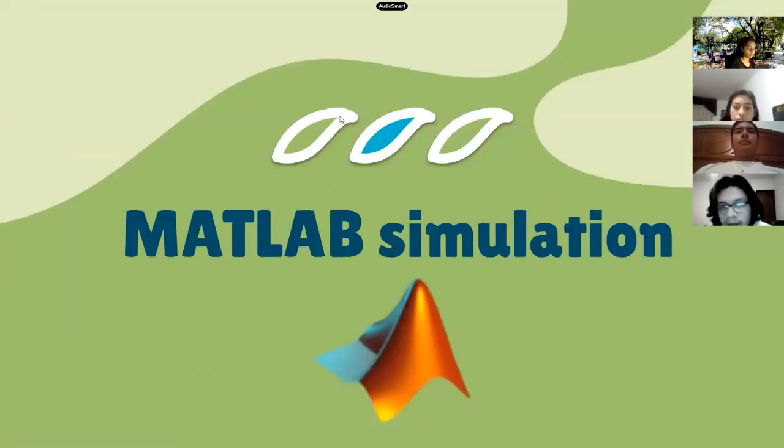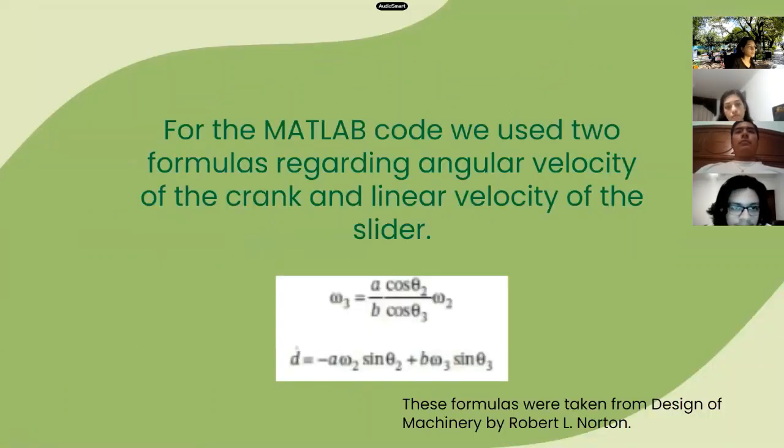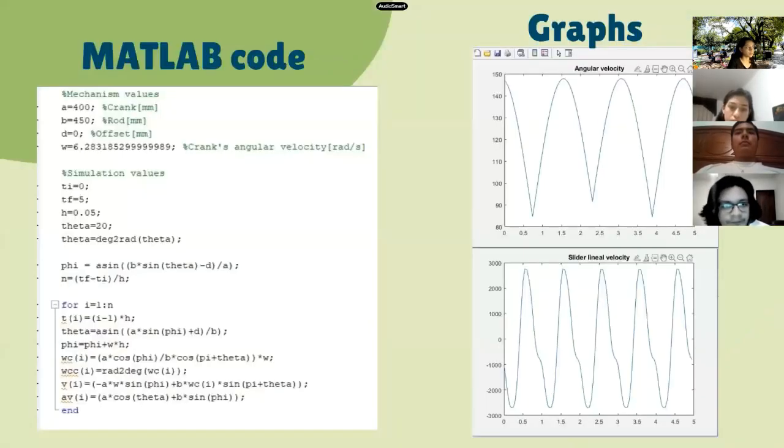Next up, we have the MATLAB simulation. For the MATLAB code, we use two formulas regarding angular velocity of the crank and linear velocity of the slider. These formulas were directly taken from Design of Machinery by Robert Norton in 2020. Next, it's a screenshot of the MATLAB code, as well as the graph that you should get.